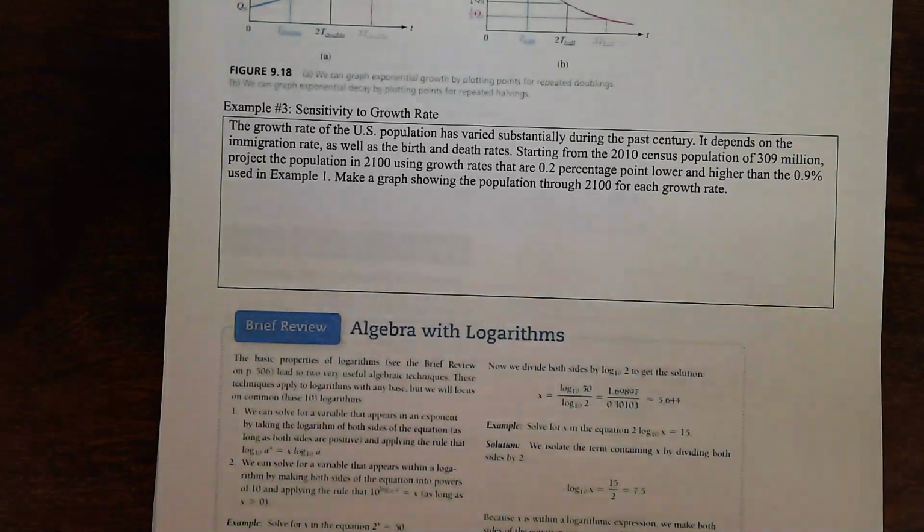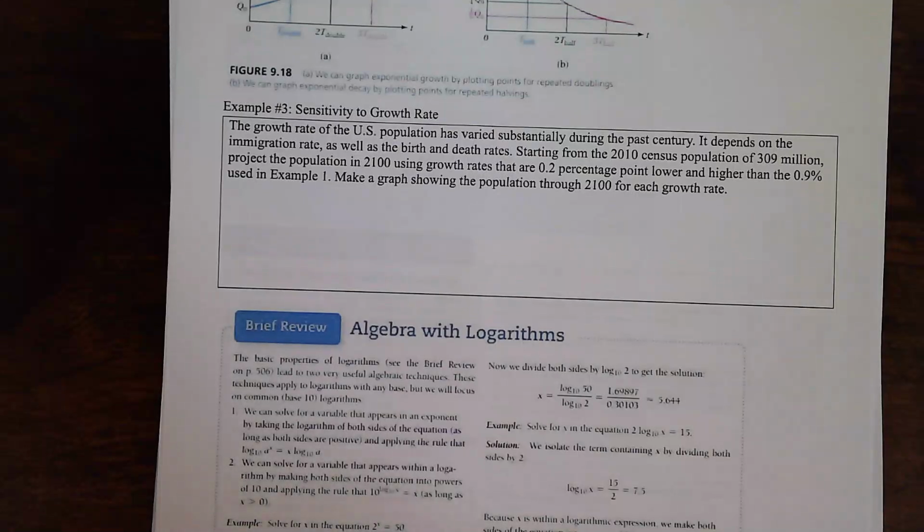Example 3, the growth rate of the U.S. population has varied substantially during the past century. It depends on the immigration rate as well as the birth and death rates. Starting from the 2010 census population of 309 million, project the population in 2100 using the growth rates that are 0.2 percentage points lower and higher than the 0.9% used in example 1. Make a graph showing the population through 2100 for each growth rate.